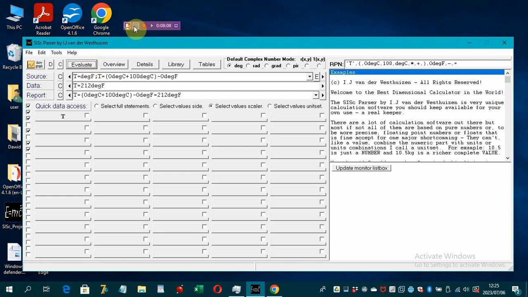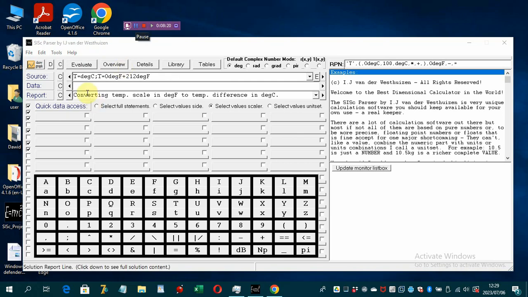Okay. Then we're going to do the same, but convert degrees Fahrenheit to degrees Celsius as scale. Let's first do this one. We convert temperature scale in degrees Fahrenheit to temperature difference in degrees Celsius. So T equals degrees Celsius, T equals O-F, or the 0 degrees Fahrenheit, plus 212 degrees Fahrenheit. We know that is 100 degrees Celsius basically, and we should get an answer of 100 degrees.